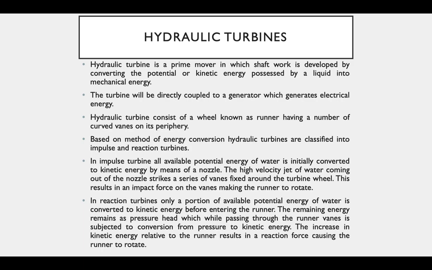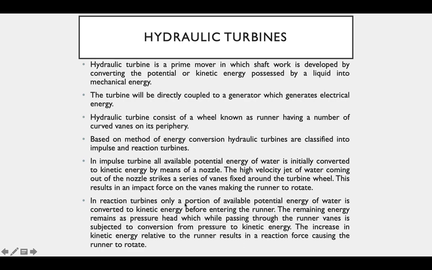In impulse turbine, all available potential energy of water is initially converted to kinetic energy by means of a nozzle. So here the nozzle is used to convert the potential energy of water fully to kinetic energy. The high velocity jet of water coming out of the nozzle strikes a series of vanes fixed on the turbine wheel. This results in an impact force on the vanes, making the runner rotate. So here basically the kinetic energy of the fluid is utilized.